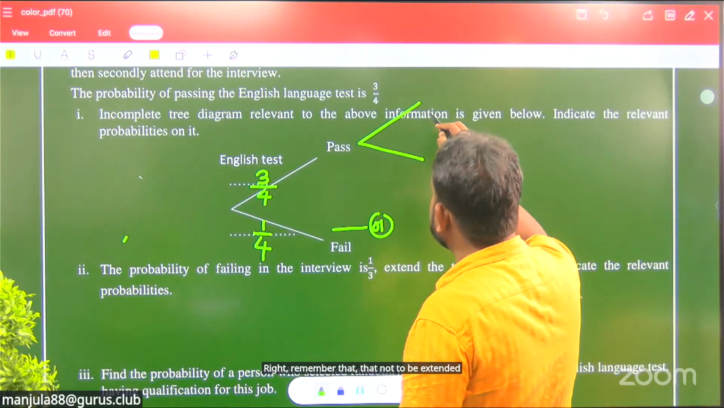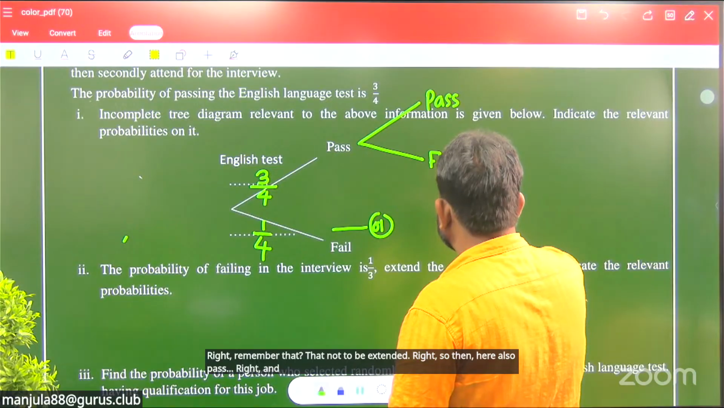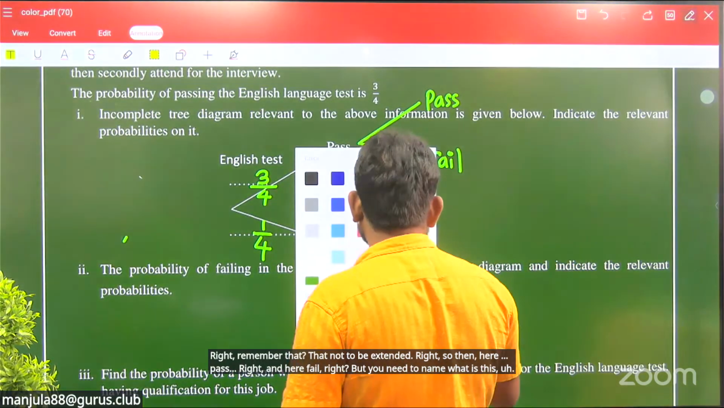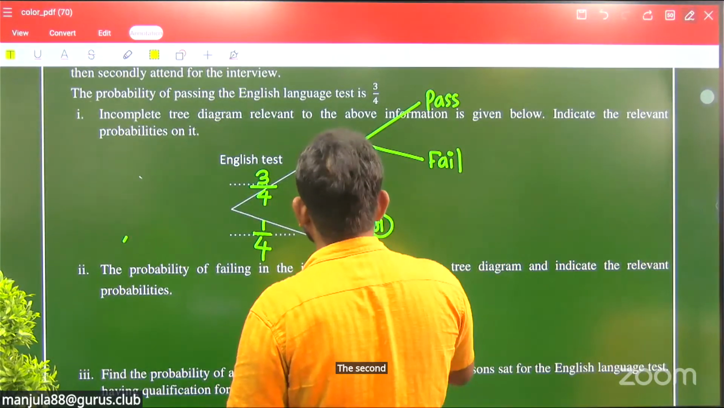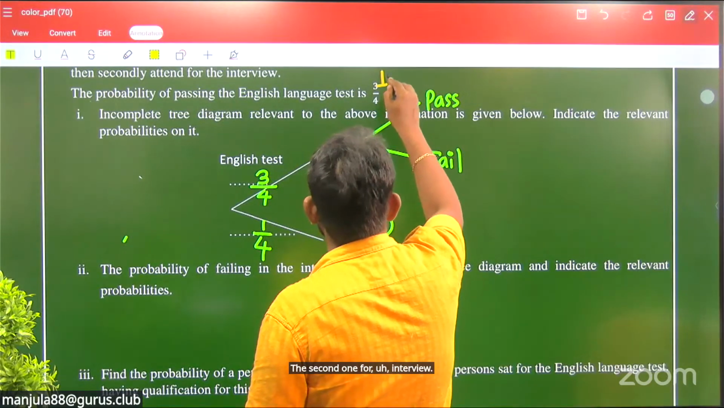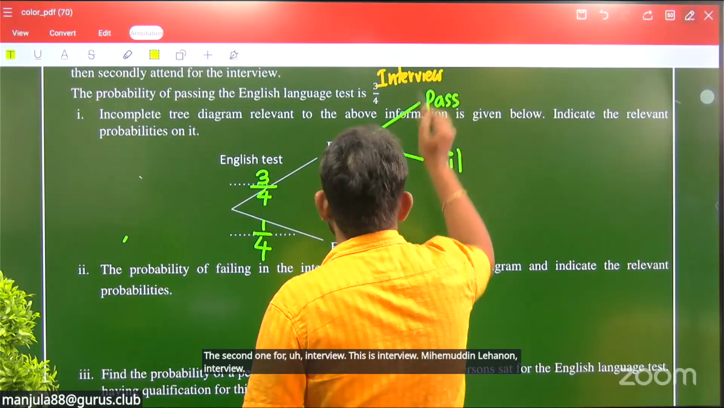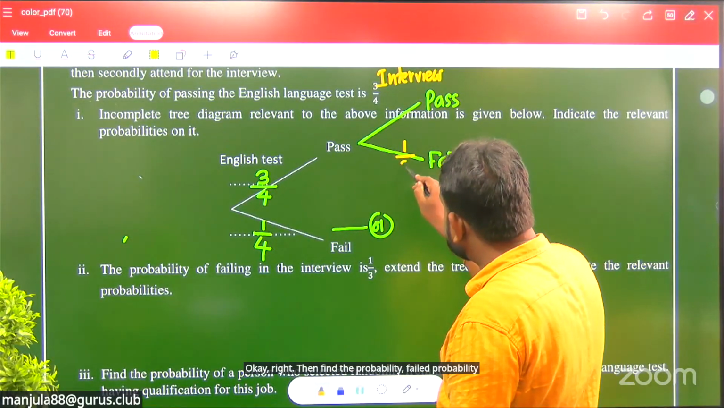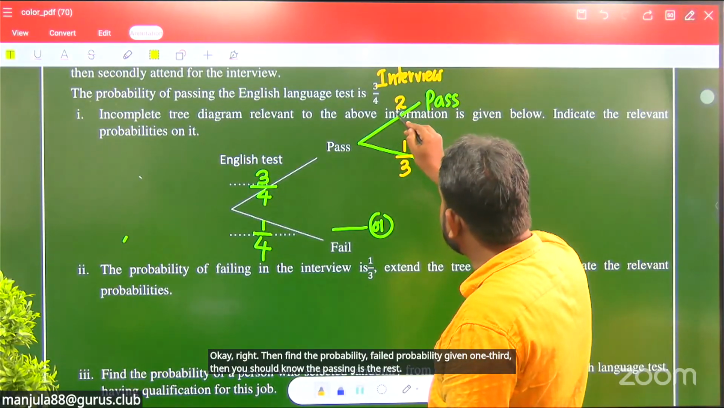So here also pass and here fail, but you need to name what this second case is. The second one is for the interview. This is the interview. You should write it on top like this, interview. Then find the probability. The fail probability is given as 1/3. Then you should know the passing is the rest. The rest is 2/3.